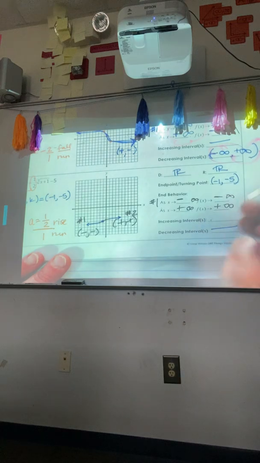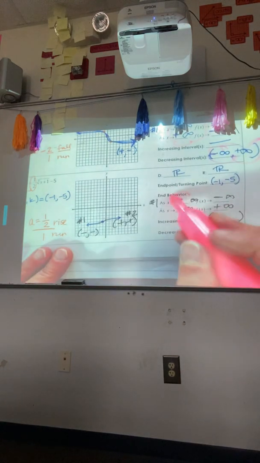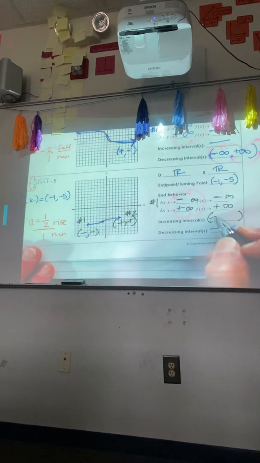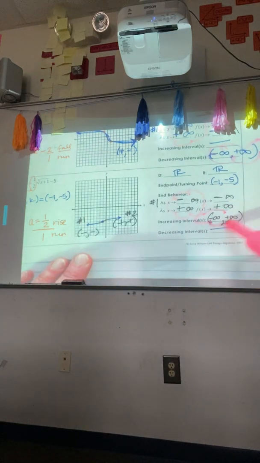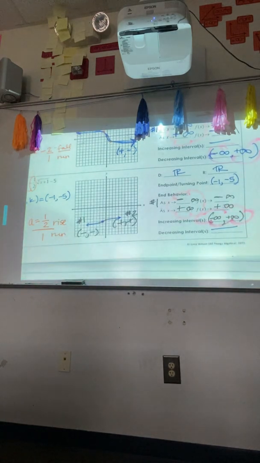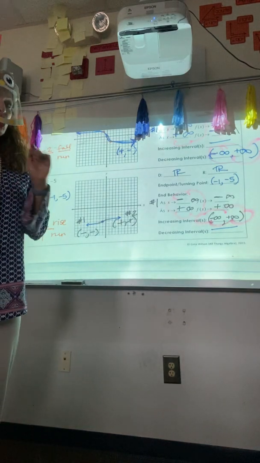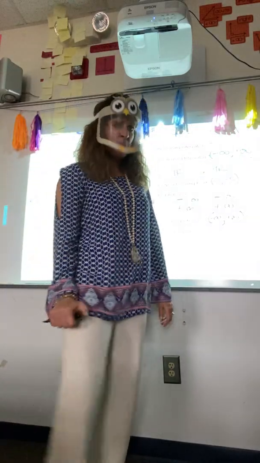Increasing intervals. It's only x values. And it's increasing from negative infinity to positive infinity. And that's it. Is that fairly easy? So are all the cube root ones going to be infinity, with all real numbers? Yes, all reals. Yep, absolutely. All right, good job, y'all.